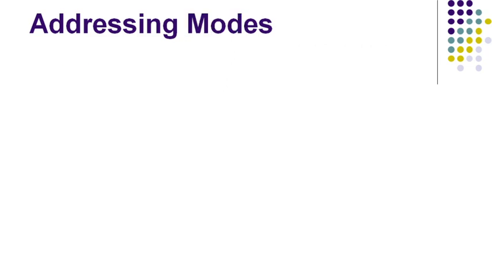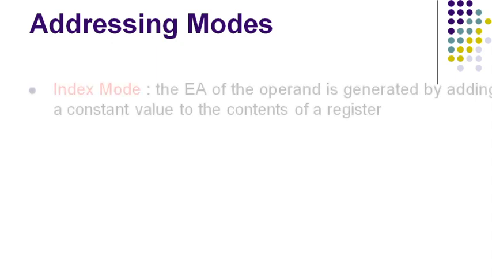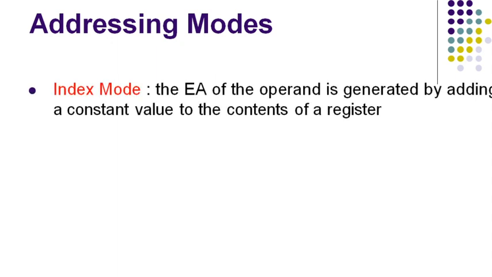The next addressing mode we have is indexing and arrays. This addressing mode is useful in dealing with lists and arrays. Let us see what is index mode. In index mode, the effective address of the operand is generated by adding a constant value to the contents of a register.